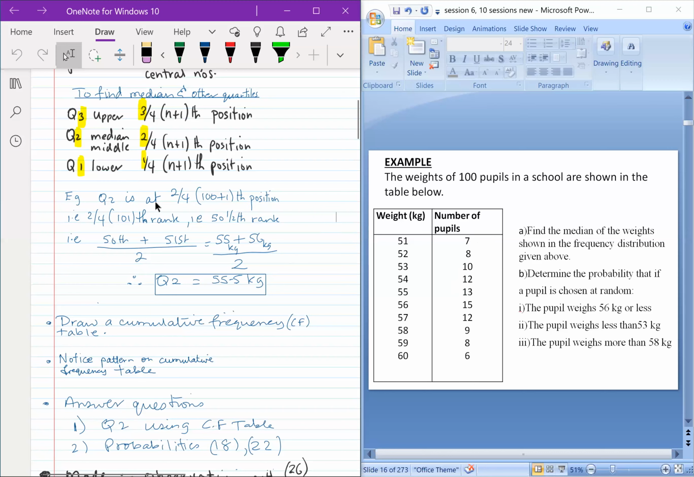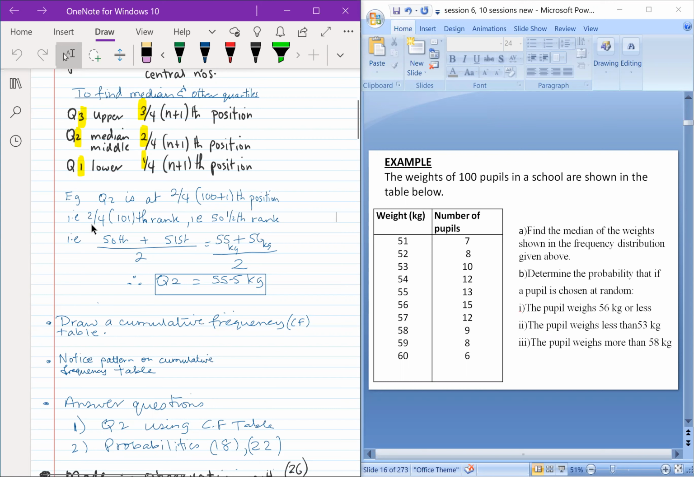So Q2 is going to be at the 2/4, which is this here, into the n plus 1 position. Now, what is n? N is the total number of values, and they told us the total number of values here was 100. So we're going to use that 100 here for n. So Q2, which is the median that they want in this question, is going to be located at the 2/4 into the n, which is 100 plus 1 position. Another word for position is rank. So 100 plus 1 is 101. So Q2 will be at the 2/4 into the 101st rank. That's where it will be.